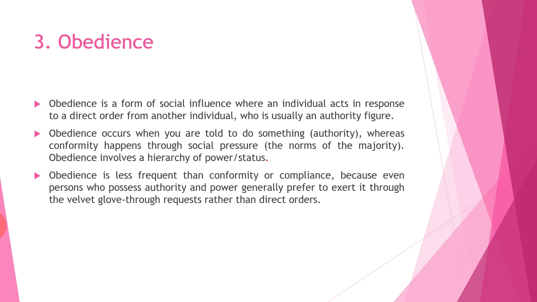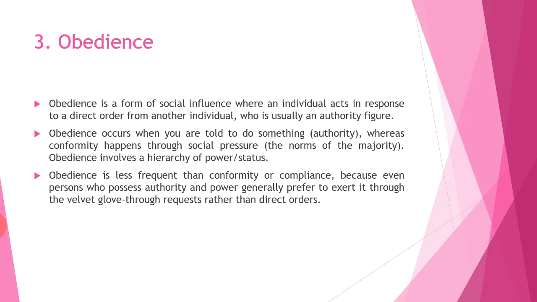Next, the third area of social influence, that is obedience. We covered the first area, that is conformity. The second area was compliance, and the third area is obedience. Obedience is a form of social influence where an individual acts in response to a direct order from another individual who is usually an authority figure. So the term which we should stress here is order. We are responding to a direct order from another individual who is an authority figure.